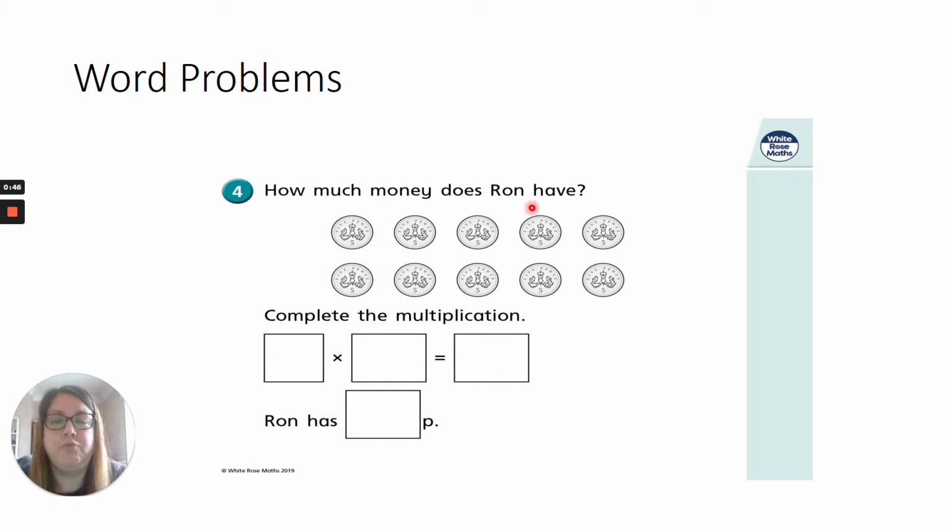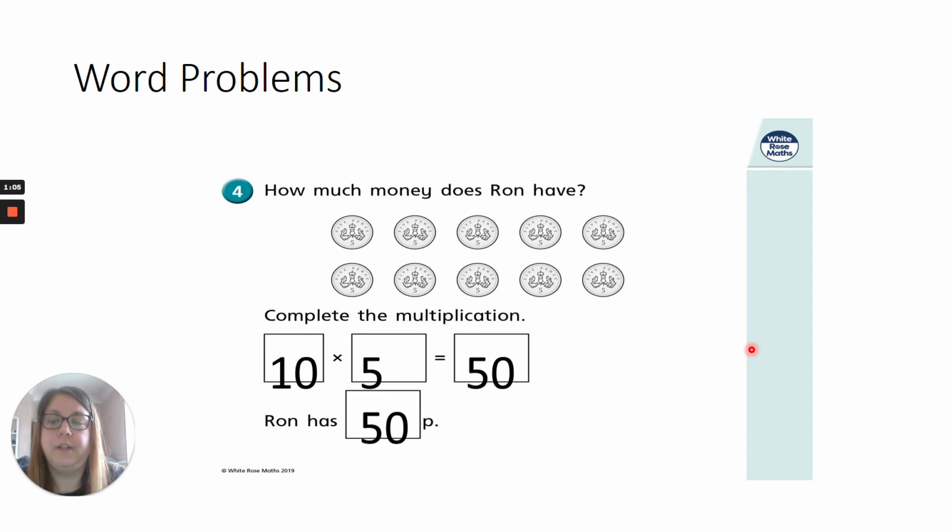How much money does Ron have? So you need to work out, look at what the coins are worth. They're worth 5. So you will go and do your 5 times tables. Work out how much he's got and pop it in the multiplication sentence, and then how much money he has. Off you go.